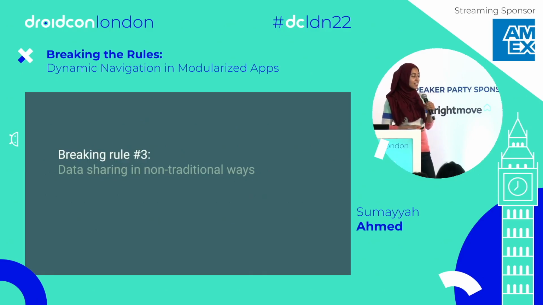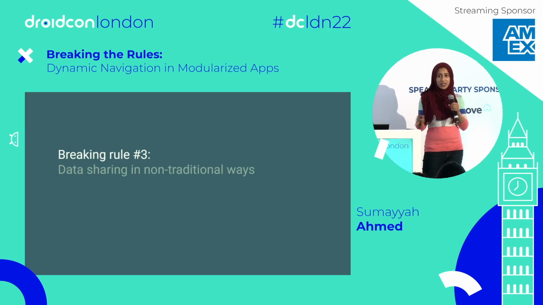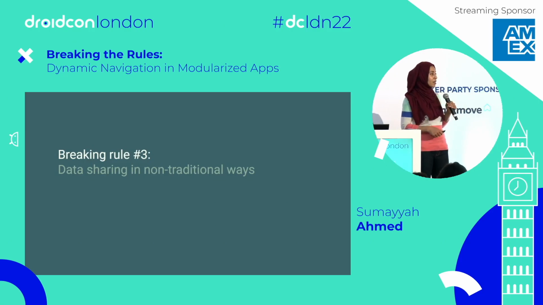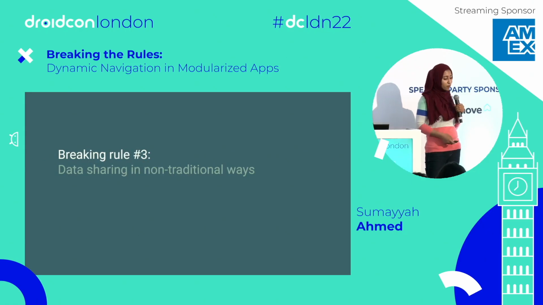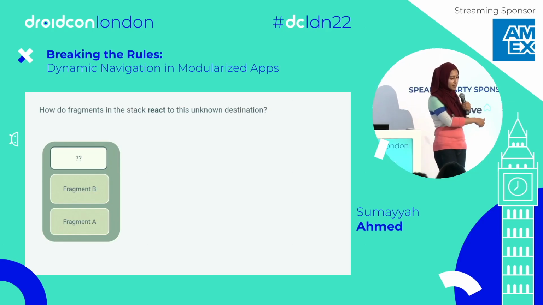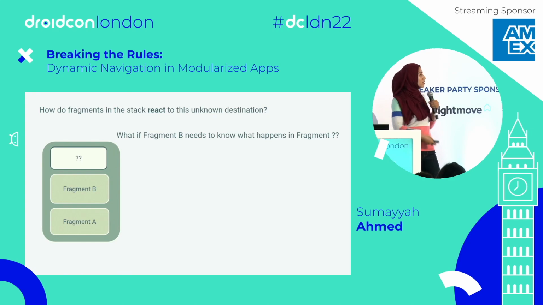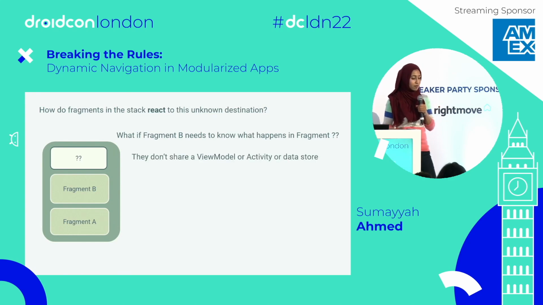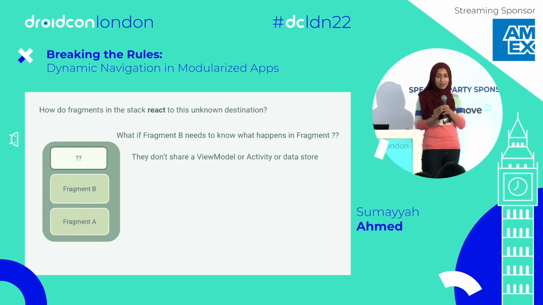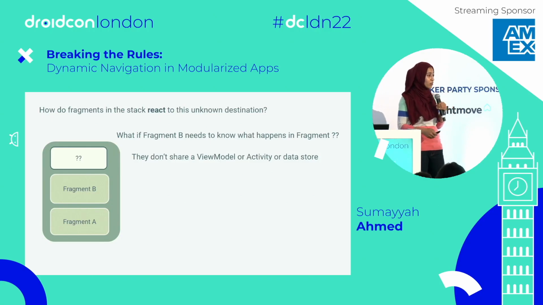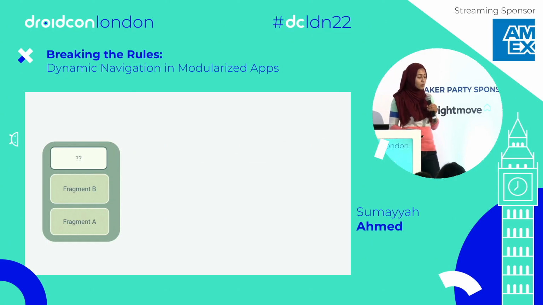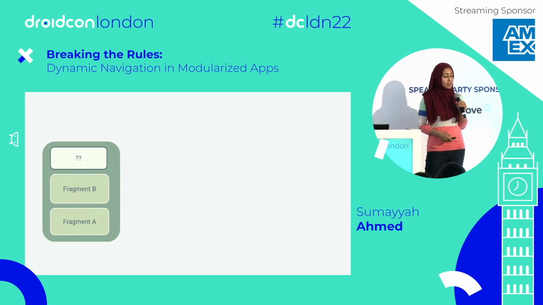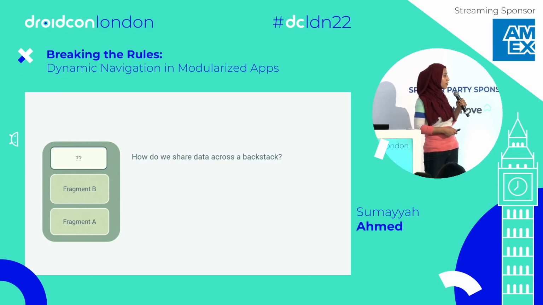But there's one last piece of this, and that's data sharing, which we haven't talked about yet. When you have all of these destinations from different sources sharing the backstack, and by default, it is the shared application backstack, how are they going to communicate? Why should they? Well, take a case like this. This is your backstack, you are in fragment B, and then there's a deep linked fragment on top. What if your fragment B needs to know what happens in this deep linked fragment? They don't share a view model, or activity, or a navigation graph, or probably not even a data store. How are they going to communicate? The only thing they have in common is the backstack. And that's what we're asking. How do we share data across backstacks?